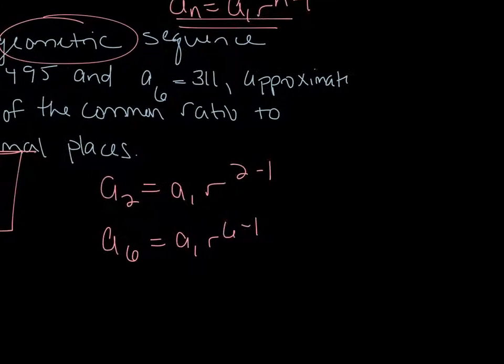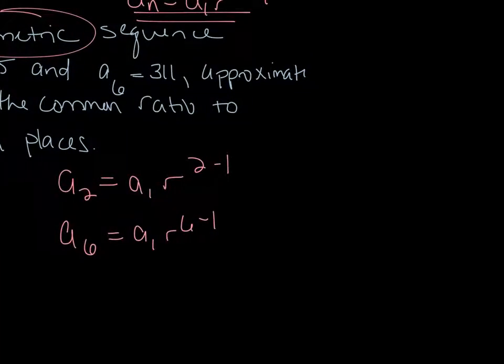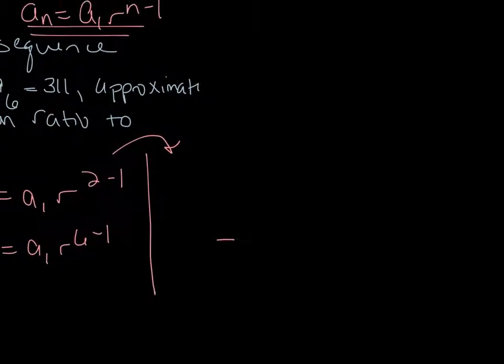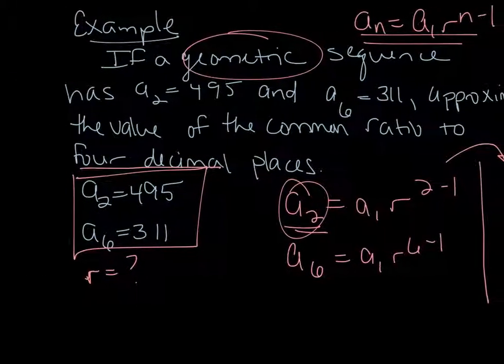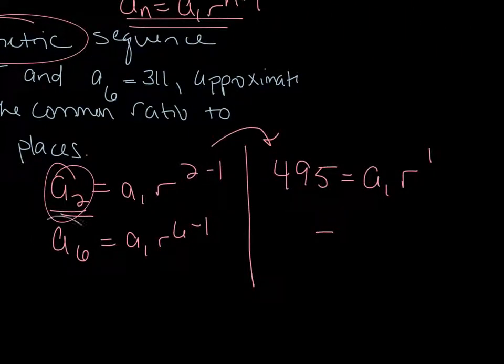Now you also know a few other things. Okay, you know a2. This whole formula can change into not a2, but 495. So I'm going to replace this a2 with 495 equals a1 r, since 2 minus 1 is 1. Okay? And then for a6, I am going to use the 311, and I'm going to basically replace this guy here with 311. 311 equals a1 r to the 5th, because that's what 6 minus 1 is.